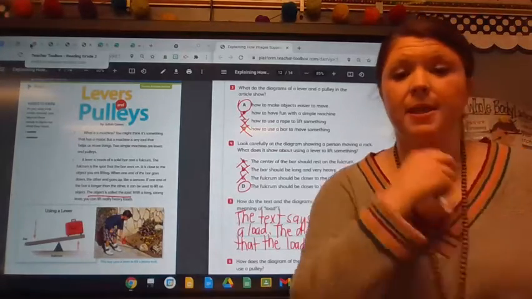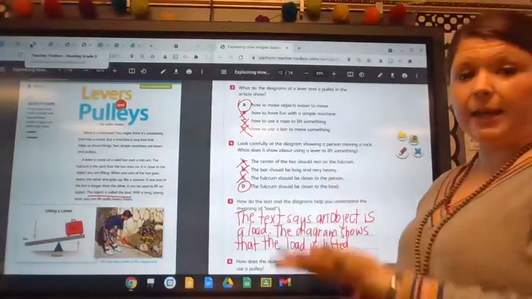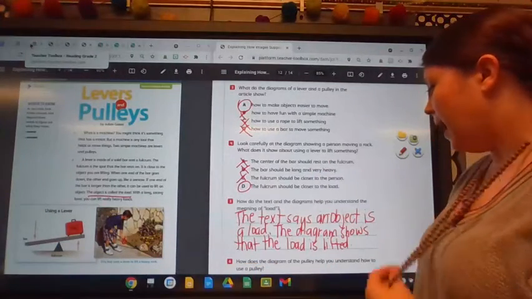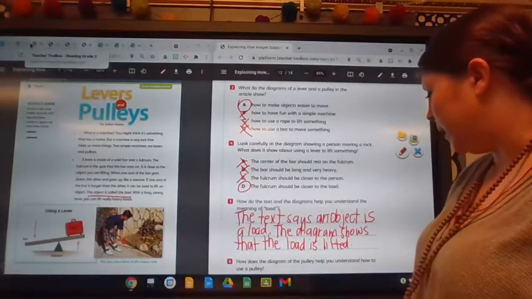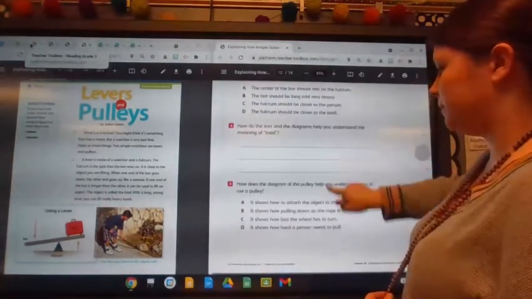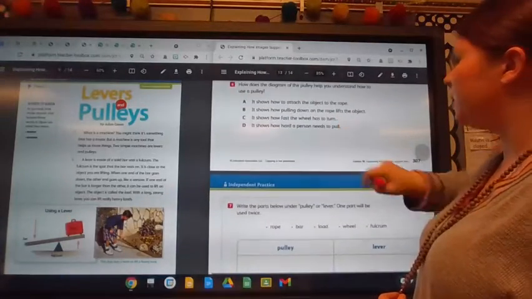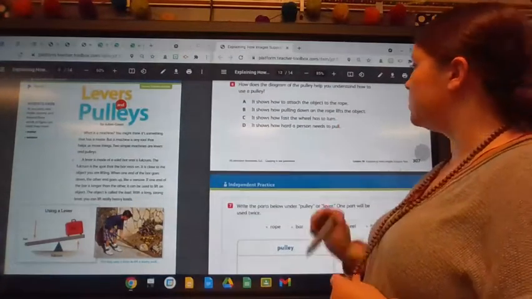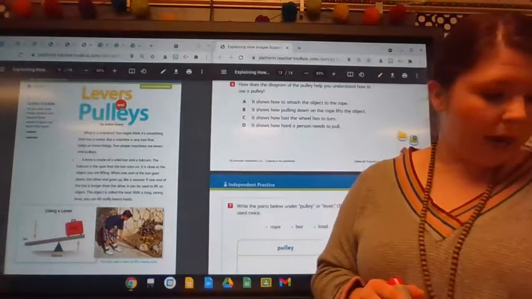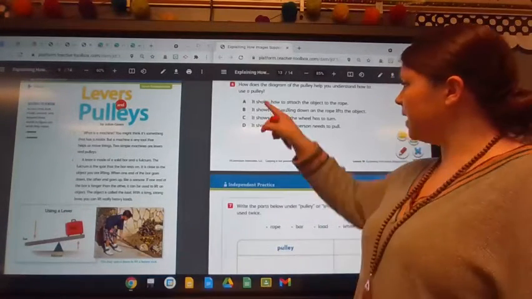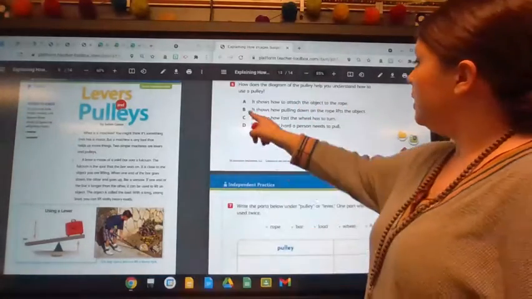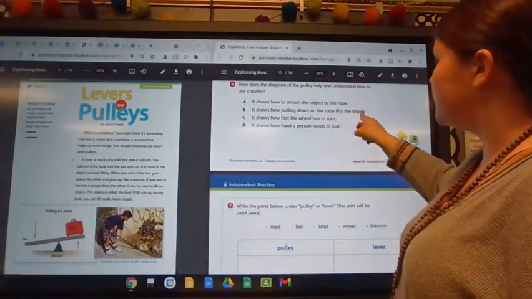So we understand that a load is an object that can be lifted, okay? All right, number 6. How does the diagram of the pulley help you understand how to use a pulley? Go ahead and look on page 305 at the diagram of a pulley. It shows how to attach the object to the rope. It shows how pulling down on the rope lifts the object.